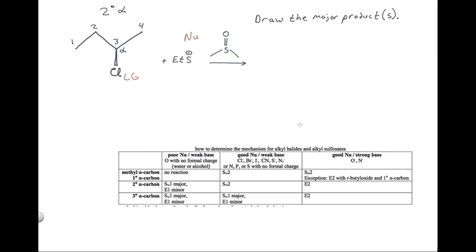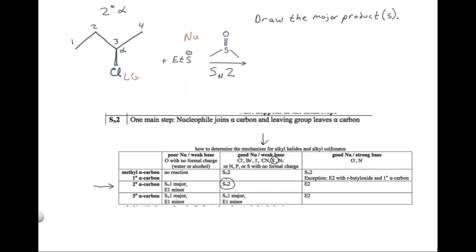A secondary alpha carbon puts us in the middle row of the table. S- puts us in the middle column of the table. Here's S- in the middle column of the table. Good nucleophile, weak base. Middle column and middle row of the table means the table predicts an SN2 mechanism. Make sure that you write down that mechanism. Again, don't assume the mechanisms are SN1. Use the table. This mechanism happens to be SN2.